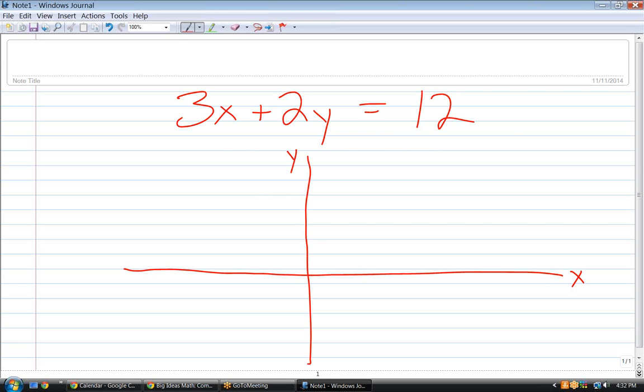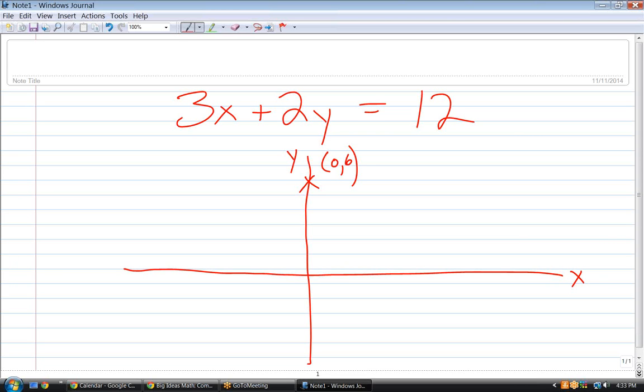Would it be y equals 6? Yeah. In other words, this point has to be on that line because that point is 0, 6. Now how about the x-intercept? What is true about y when we're trying to figure out the x-intercept? Y equals 0. So plug in 0 for y and solve for x.